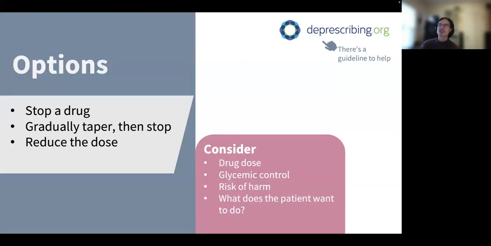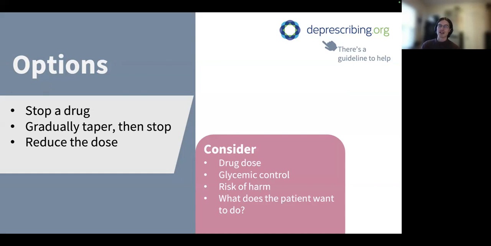And so if you have a patient on a sulfonylurea or insulin with an A1C of less than 7, you have some options. So you can either stop the drug outright, gradually taper it with the aim of eventually stopping it, or reduce the dose. There's no particular evidence to guide which approach is best. So obviously we need to consider the individual situation that we're in.